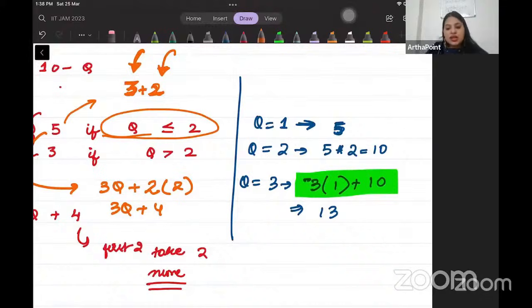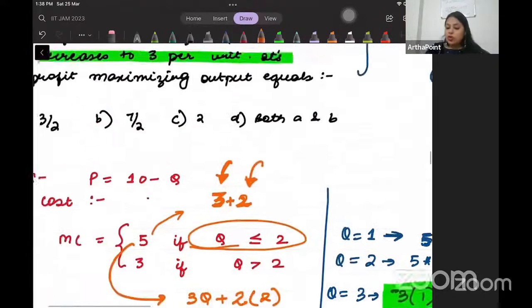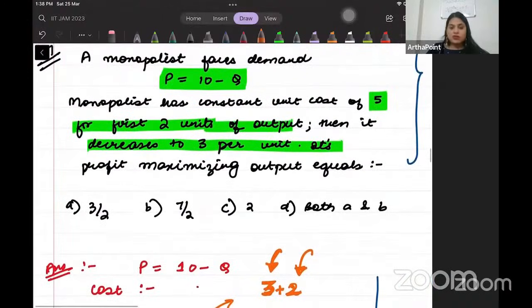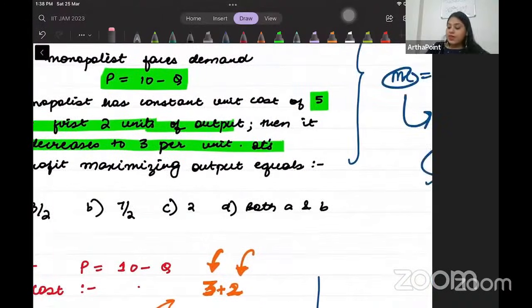So this is another way of looking into this: if I produce anything more than the first 2 units, then I need to pay for the first 2 units 5 rupees each. And from the third unit onwards, my cost is going to be 3, right? So now how do I solve this kind of question? You can break this function.